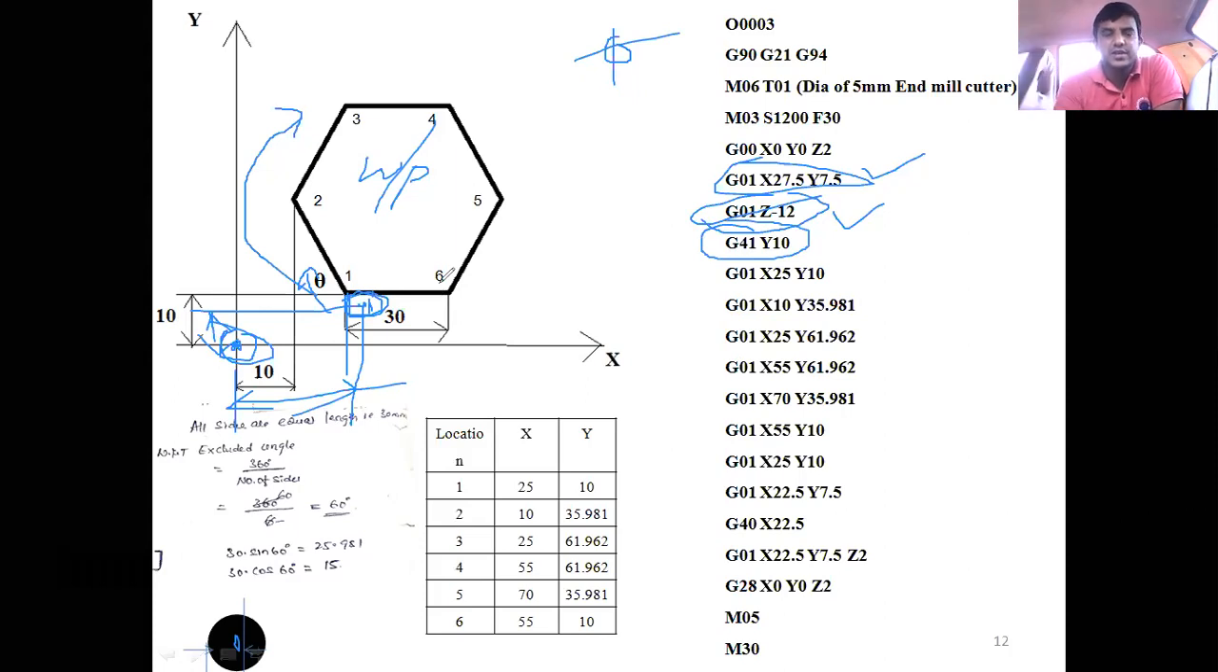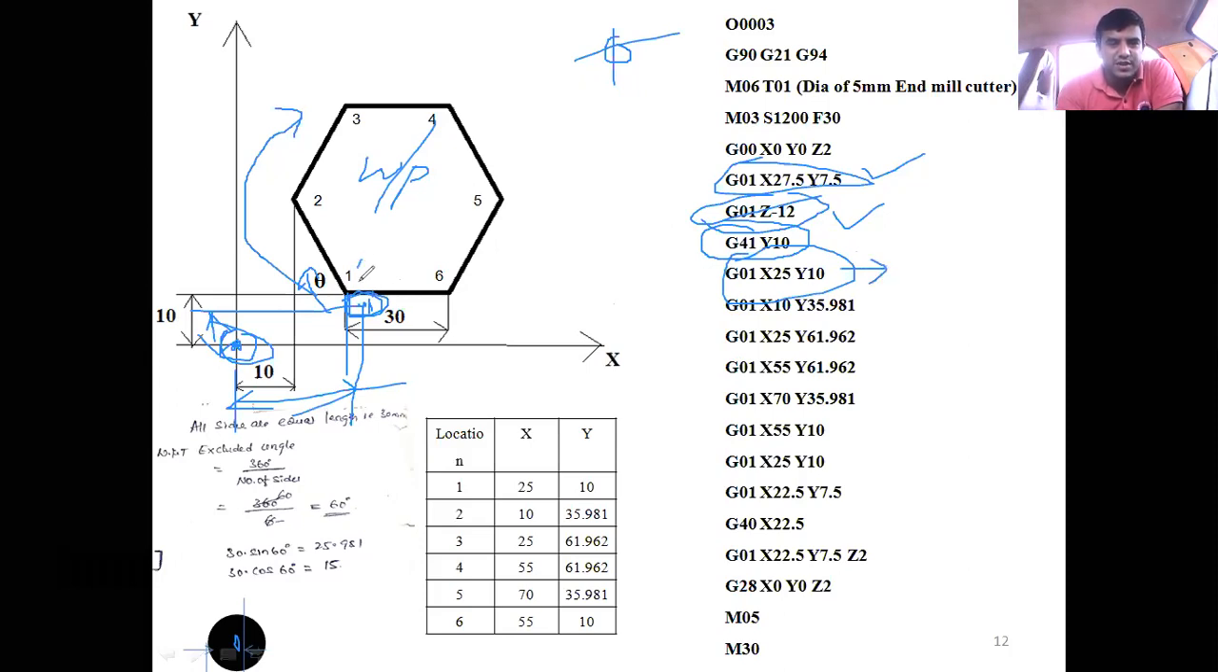After that, we'll move the cutting tool. Now we'll give the first coordinates. First coordinates here, G01. What are the first coordinates here? How much is the X value?